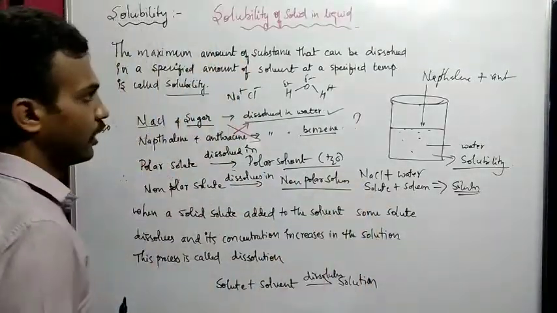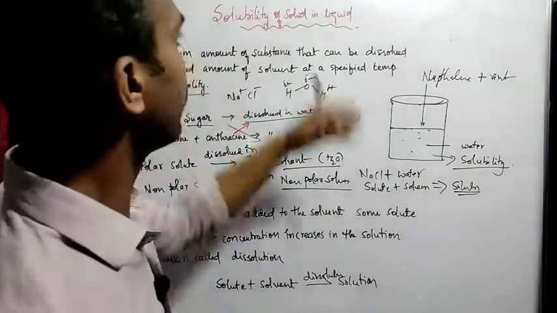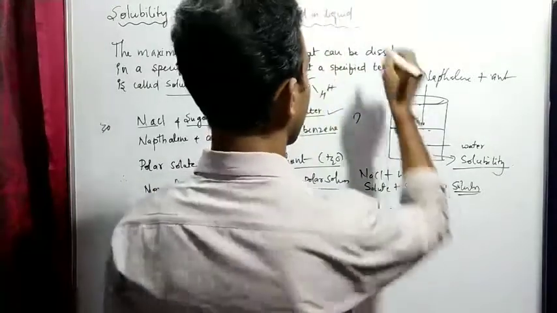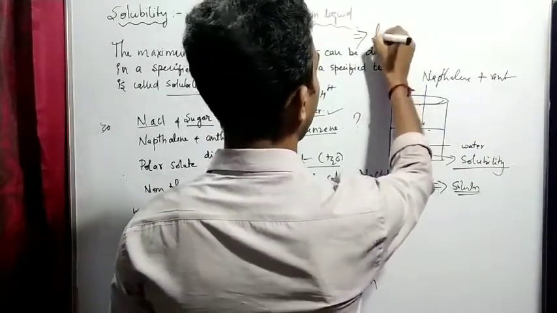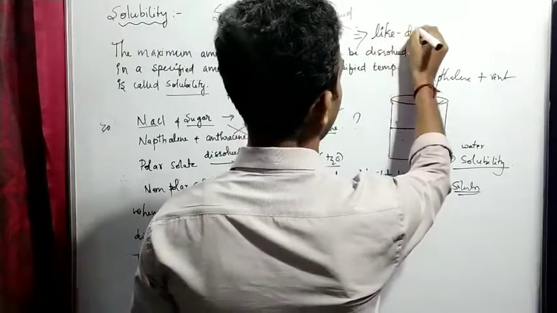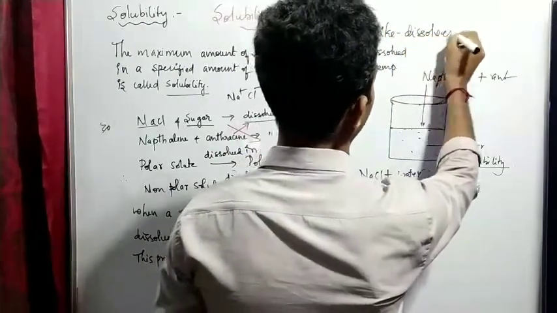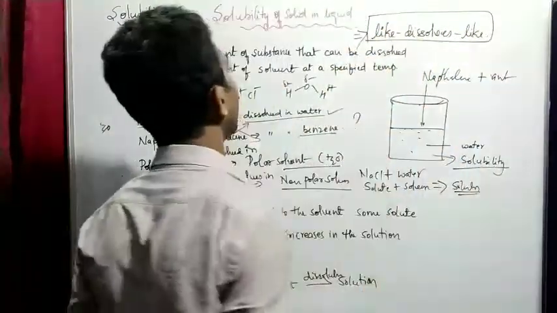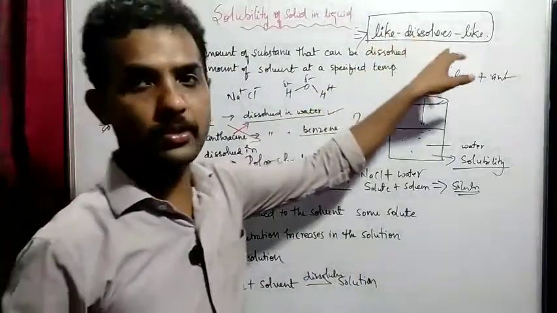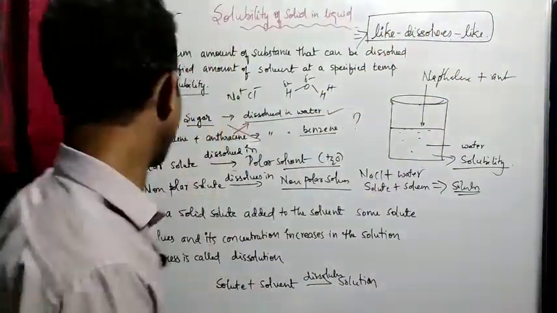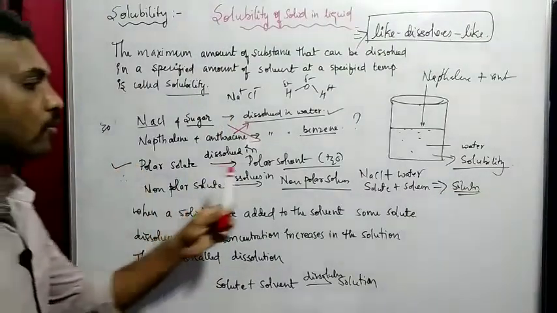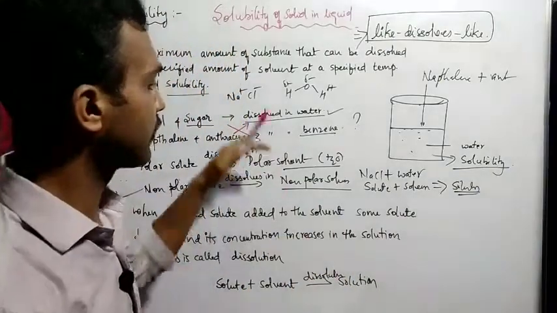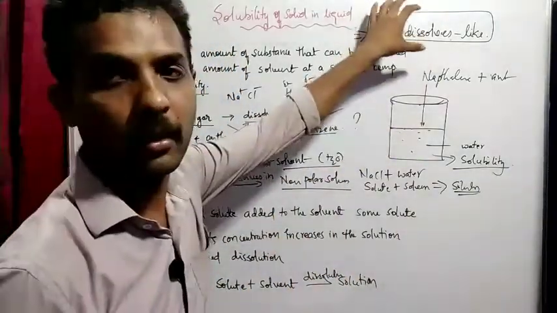Hence generally we can say what? The solubility of solid in liquid. Generally you can say, very very important, like dissolves like. So this is the principle of the solubility of the solid in liquid. Like dissolves like, very very important. So why like dissolves like? Polar solute dissolves in polar solvent and non-polar solute dissolves only in non-polar solvent. Hence this kind of thing we call like dissolves like.